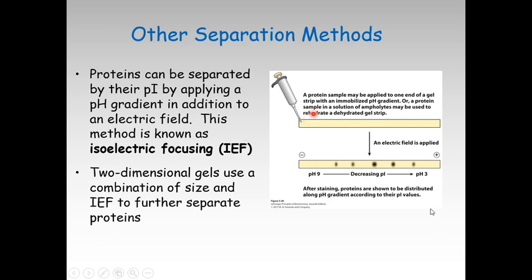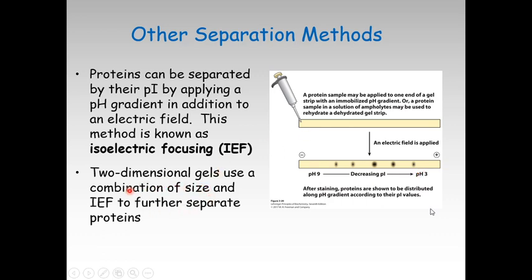Now, when a protein mixture is applied on one end of a strip, each protein in the mixture migrates until it reaches the pH that matches its pI, as you can see here. Proteins with different isoelectric points are thus distributed differently throughout the gel, and thus you can separate various different proteins in a mixture.